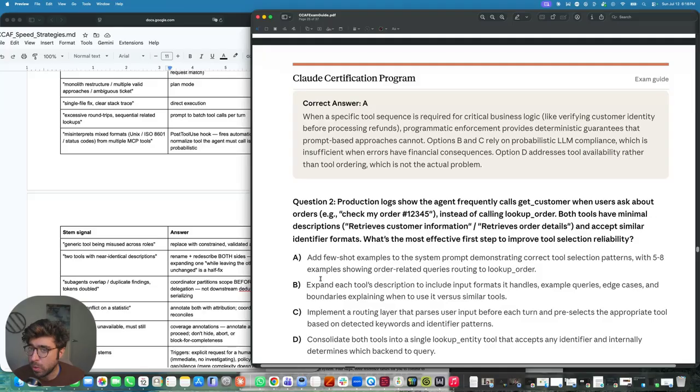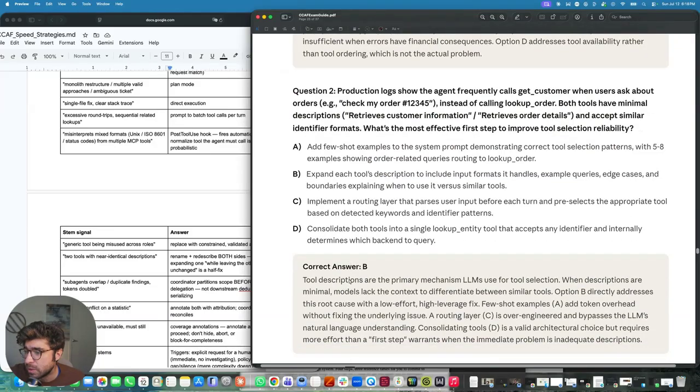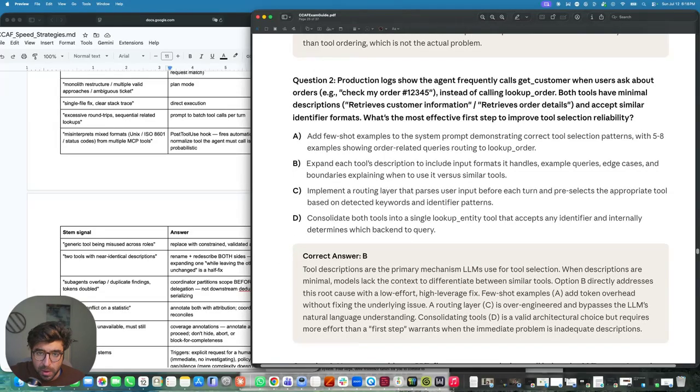No. So the only one that is touching descriptions is B. So we're going to choose that one, and let's go ahead and see what it tells us. Yes. Correct answer is B. Tool descriptions are the primary mechanisms LLMs use for tool selection. When descriptions are minimal, models lack the context to differentiate between similar tools. Yep, so we got that one right there. All right, let's move on to the next one.